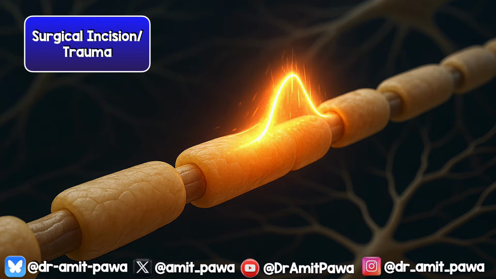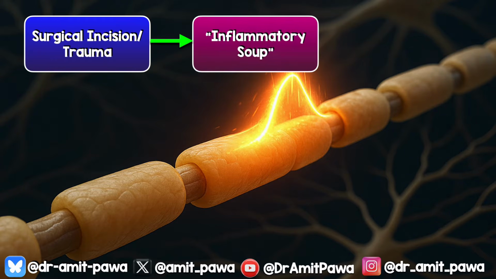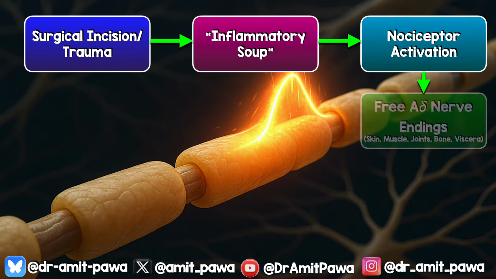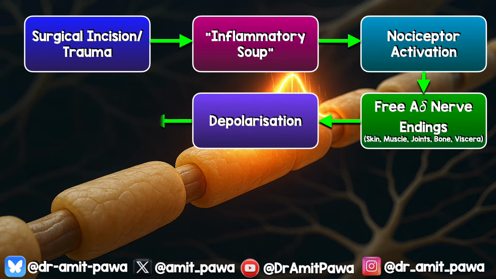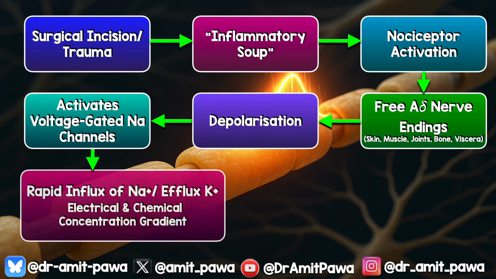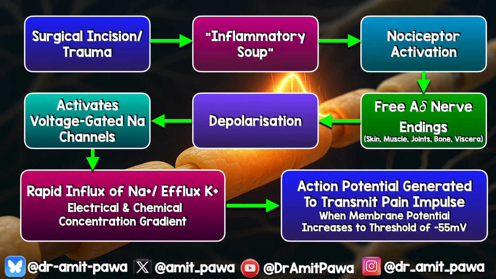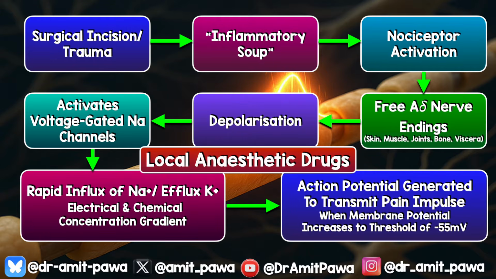What happens when you have a surgical incision or trauma? Well, you get this inflammatory soup which activates nociceptors, the free A delta nerve endings, which generate depolarization due to activated voltage-gated sodium channels, and then you get this rapid influx of sodium and efflux of potassium down their electrical and chemical concentration gradients, and then when you hit that membrane potential, you get an action potential generated which transmits that pain impulse.